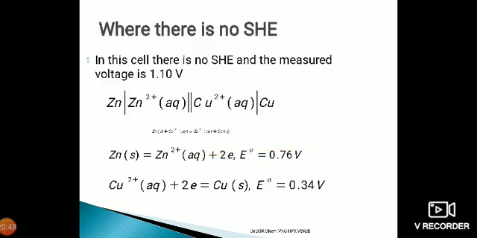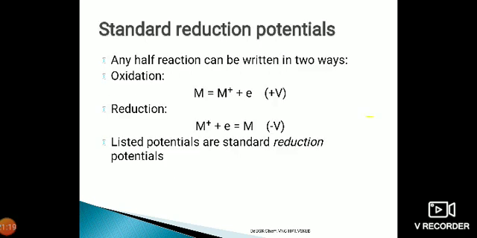Like that, in this cell there is no standard hydrogen electrode and the measured voltage is 1.10 volts, because at the zinc electrode we have 0.76 volt of oxidation potential, and at the cathode, the copper electrode will have 0.34 volts of reduction potential. And when they are represented as oxidation potential and reduction potential with respect to the zinc and copper electrodes, it is 0.76 volts for the zinc electrode and 0.34 volts for the copper electrode.